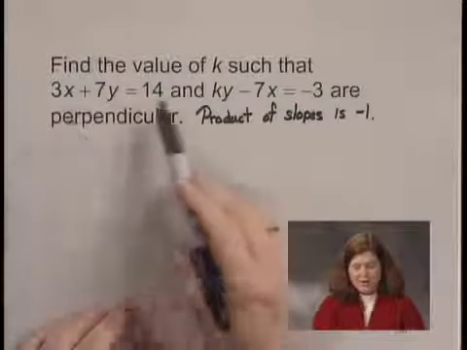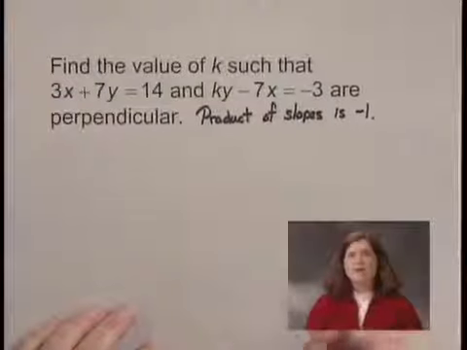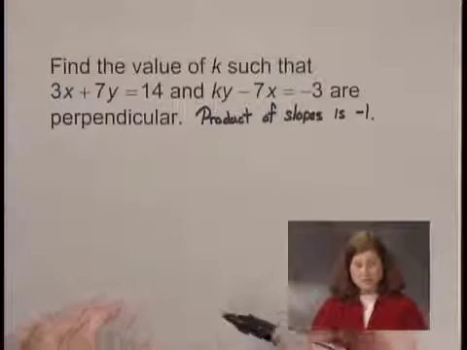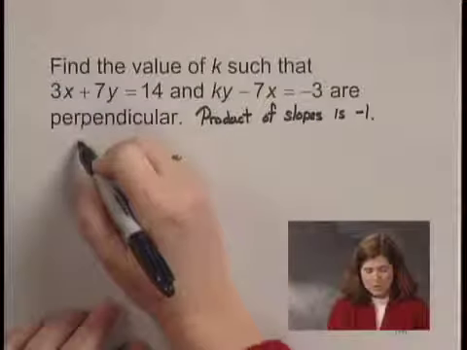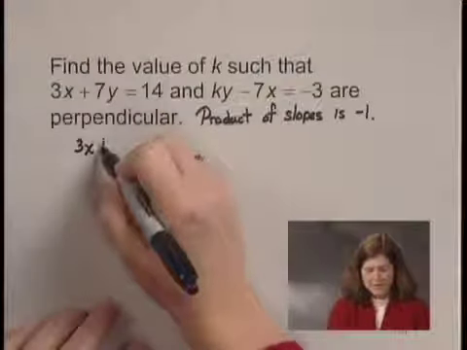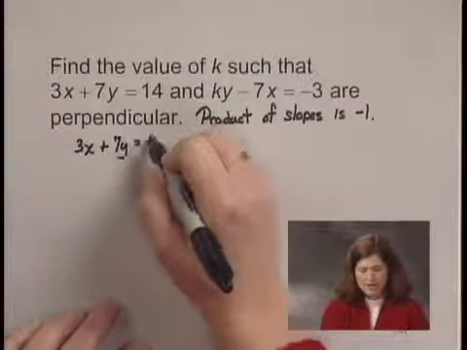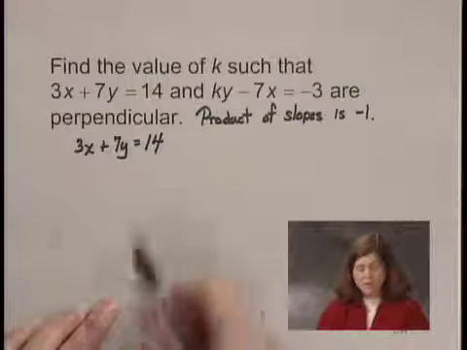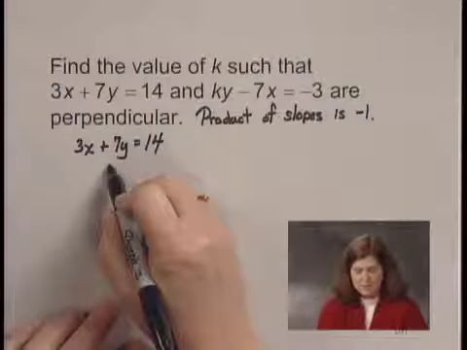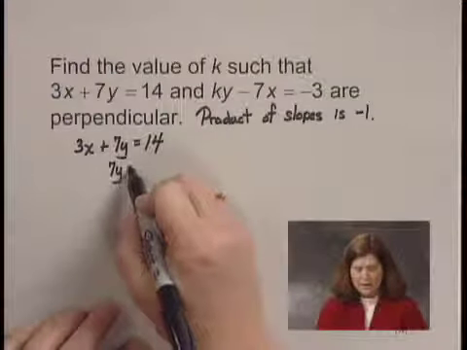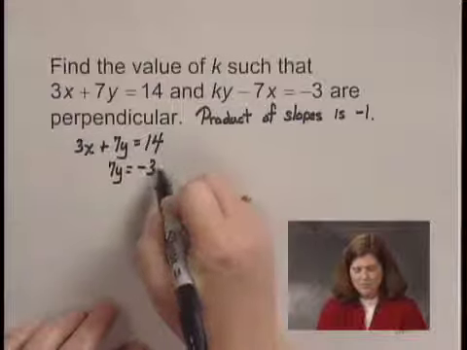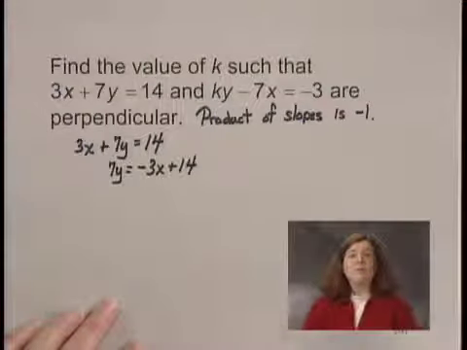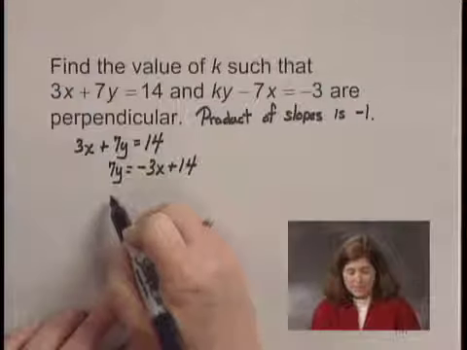Well, the way these equations are written, we can't read the slopes directly from them, so we'll rewrite each equation in slope-intercept form. We'll start with 3x plus 7y equals 14, and we'll solve for y. We subtract 3x on both sides, so we have 7y equals negative 3x plus 14. And then we'll multiply by 1/7 on both sides.